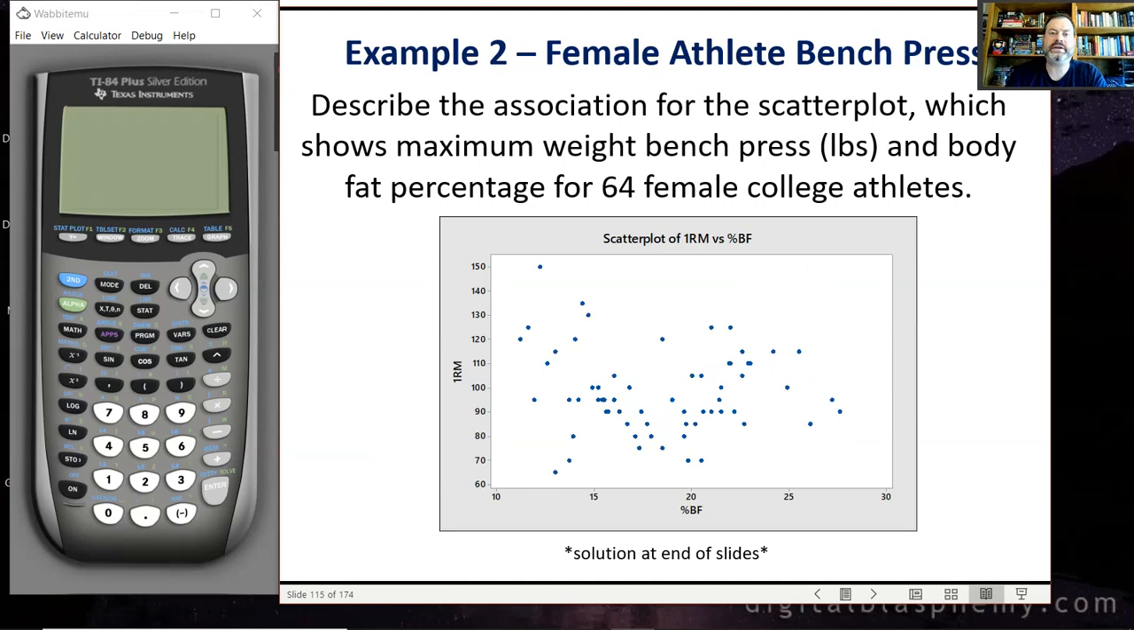Here's a different data set. This scatter plot shows the maximum weight bench press in pounds and body fat percentage for 64 female college athletes. So this data set could be used if you're studying weight training or physical therapy, and you want to know, can you use somebody's body fat to predict their maximum bench press?